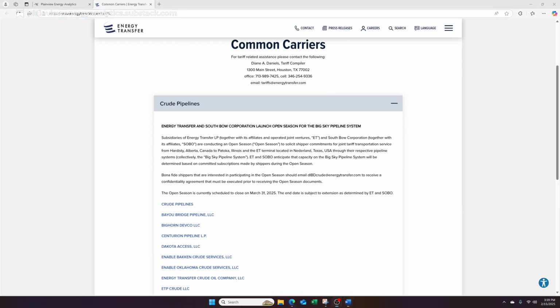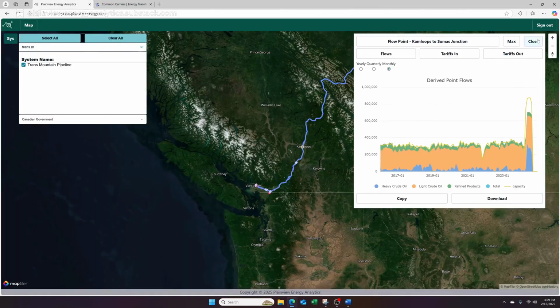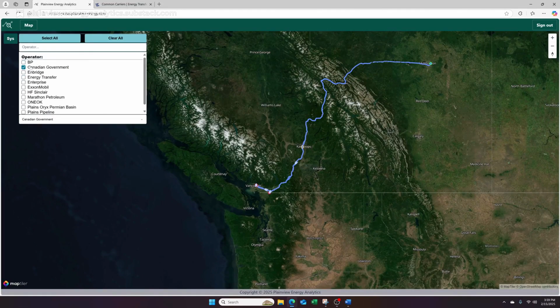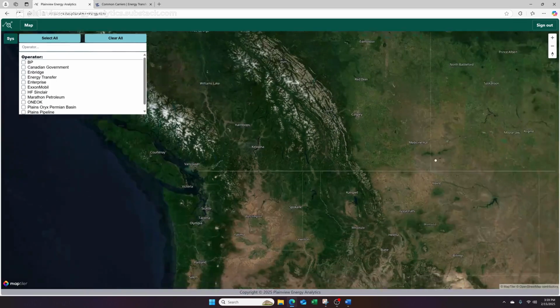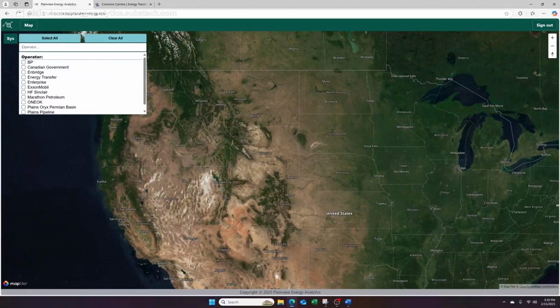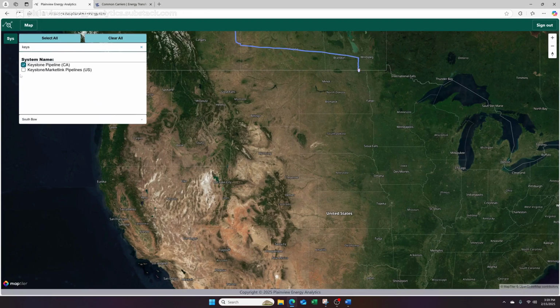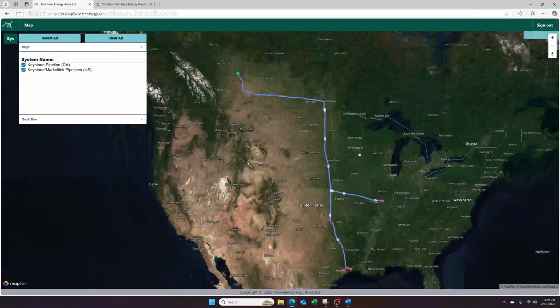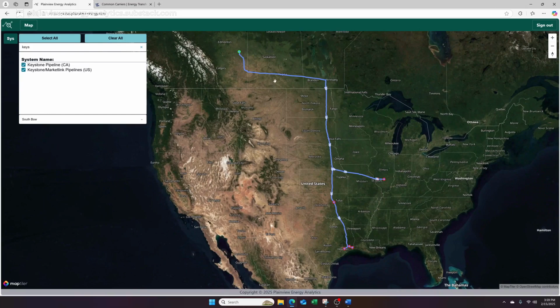So I think it's important to talk about first, and we'll go back to the tool here, and I'll close out Trans Mountain. I think it's important to talk about why this project could be successful. And to do that, let's bring up Keystone, and we'll bring up their Canadian system and their US system. As you can see, the receipt points are in green, the delivery points are in red. Sometimes you'll see some orange ones. Those will be receipt and delivery points on the pipeline. And then you have the flow points on here as well. There's quite a bit of those.